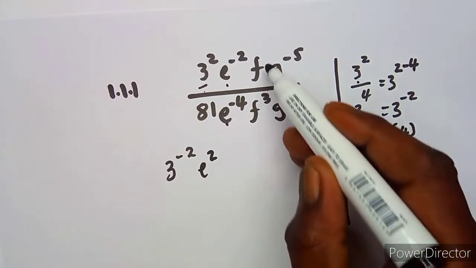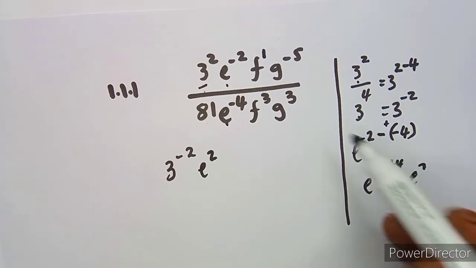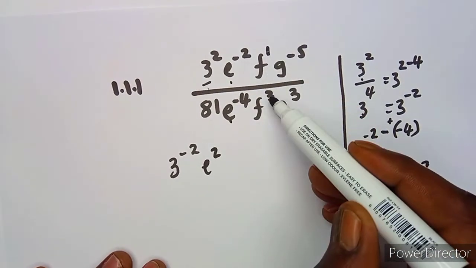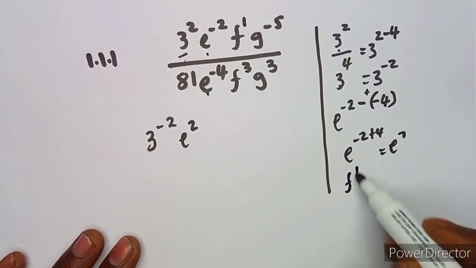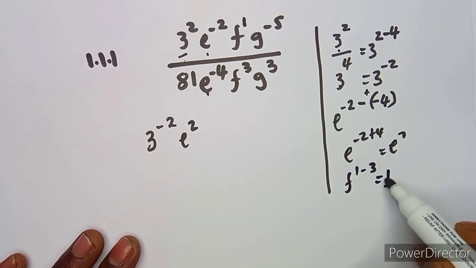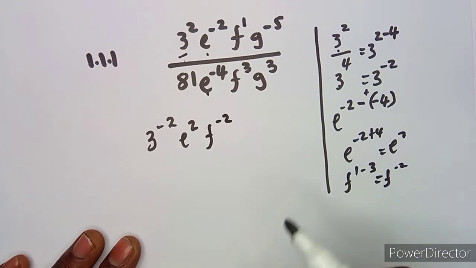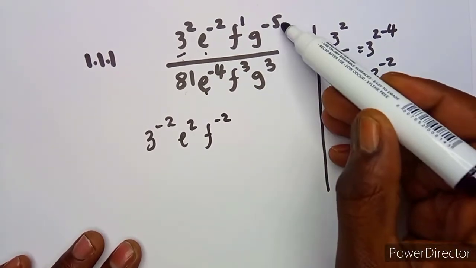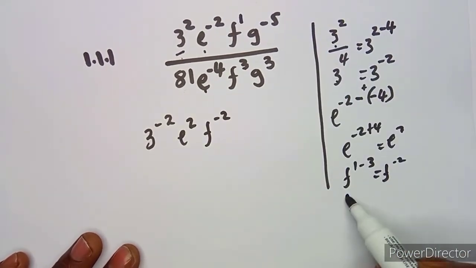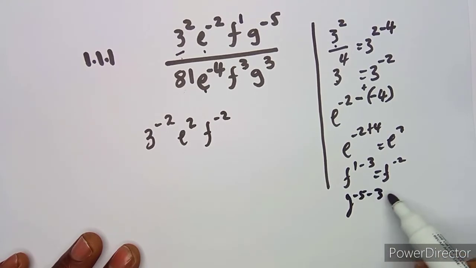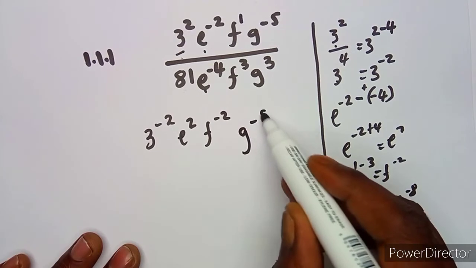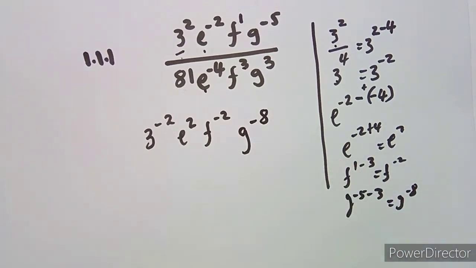You do the same for f. This is same as 1. So it's f to the exponent of 1 minus 3. So it will be 1 minus 3, which is minus 2. So you've got f to the exponent of negative 2. Then this is minus 5 minus 3. So it's g to the exponent of minus 5 minus 3, which is negative 8. So it's g to the exponent of negative 8, like that.